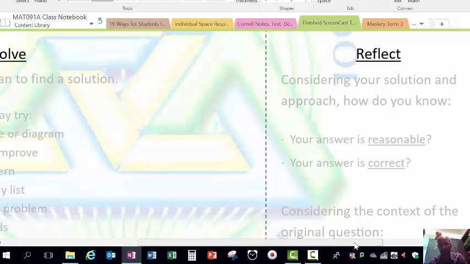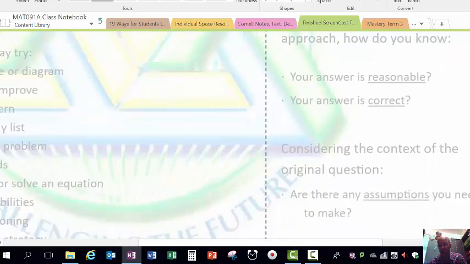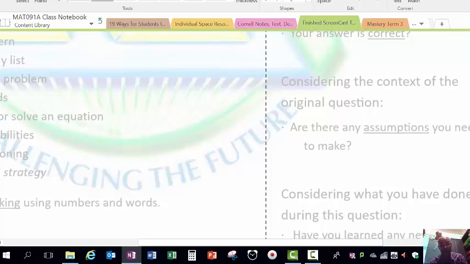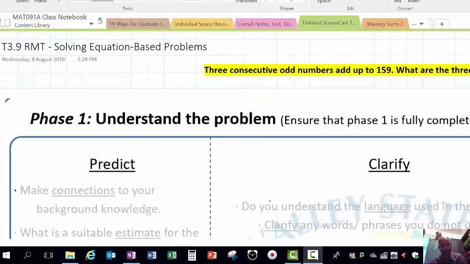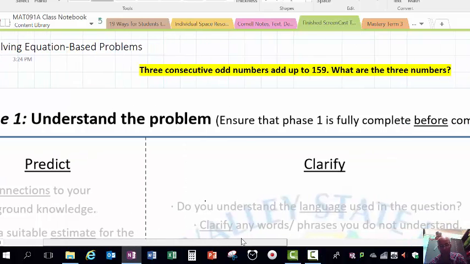The last step is we reflect. Is the answer correct? Is it reasonable? And does it make sense? Did we make any assumptions? Have we learnt anything from this? In the first step, predict, we reread the question. So let's do that. The problem says 3 consecutive odd numbers add up to 159. What are the 3 numbers?